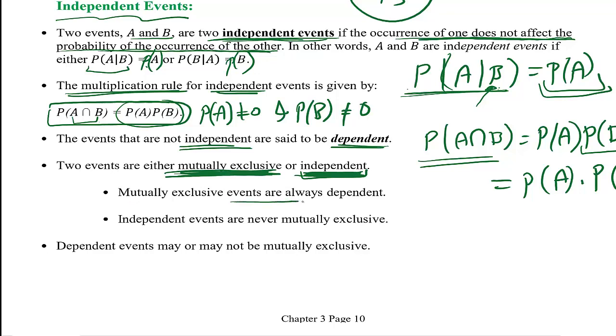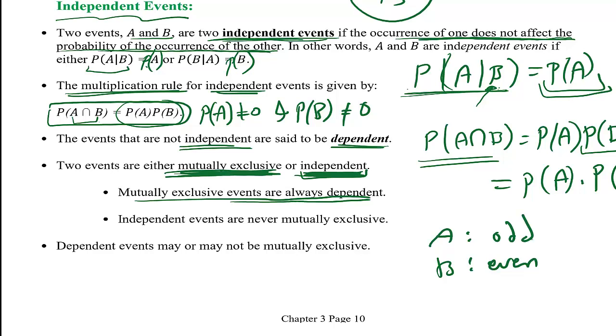Mutually exclusive events are always dependent. Why? Because they are mutually exclusive. For example, roll a die. We have, let's say, A odd number and B even number. These two events are mutually exclusive. They are not independent, but dependent. Why are they dependent? Because once an odd number occurs, then an even number will not occur. So they are dependent.